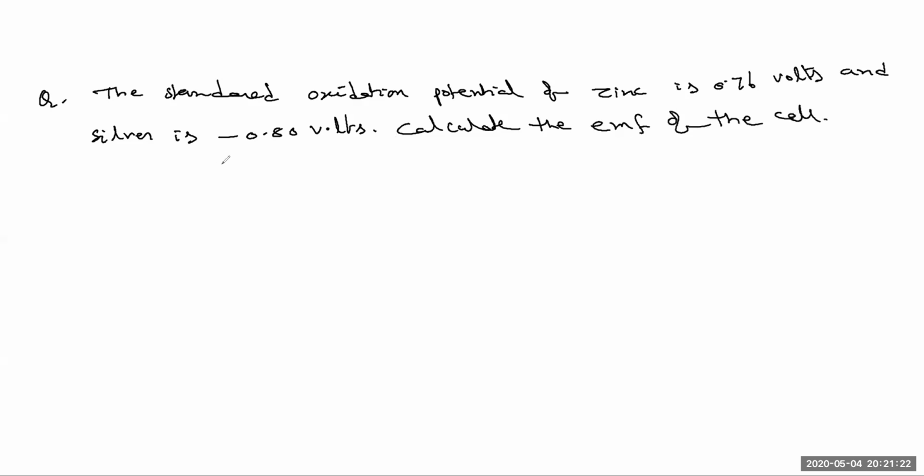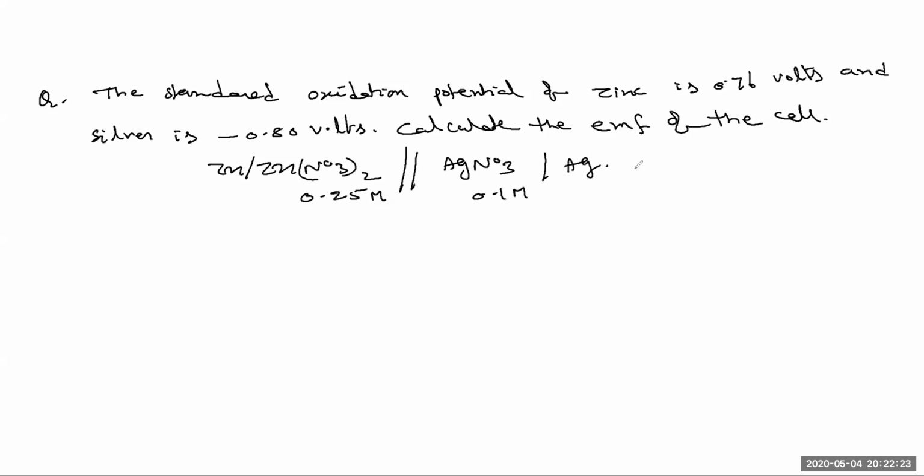So I'm giving the cell notation now. Note down: Zn | Zn(NO3)2 solution, its concentration also given, 0.25 molar, || AgNO3, oh, I'm sorry, silver is monovalent, not twice. Silver nitrate aqueous solution, 0.1 molar concentration | Ag, at 25 degrees centigrade. All of you already have the electrochemical series; you can compare and check whether that sequence is correct or not.